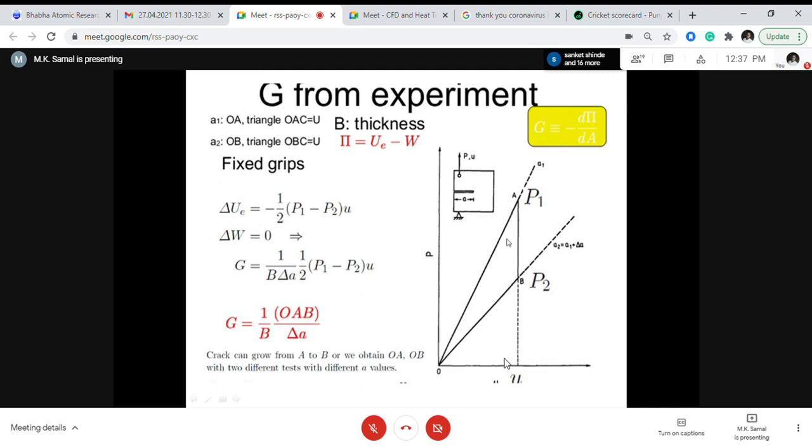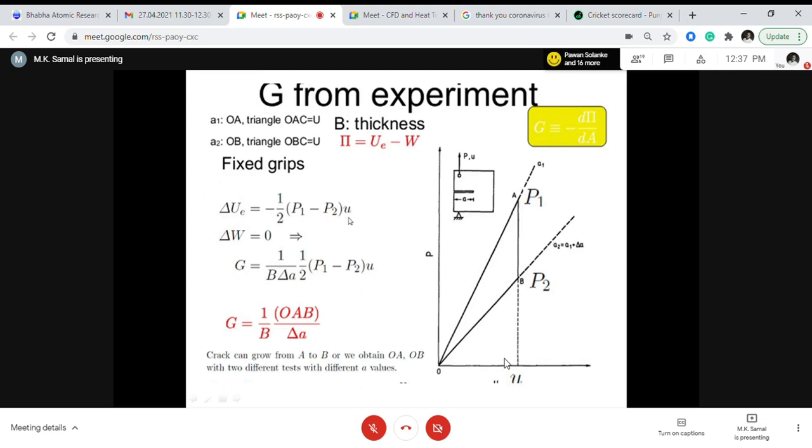According to the Griffith energy concept, this area OAB is nothing but the energy that has been released. That is the potential energy, nothing but strain energy UE minus work done. So let us calculate both strain energy and work done. What is the strain energy? Initially the energy given is area OAC, where C is the bottom point. After the crack has propagated, the energy is OBC. So the difference in strain energy, delta U, is nothing but minus half P1 minus P2 times u.